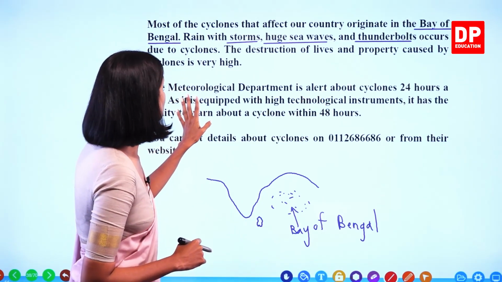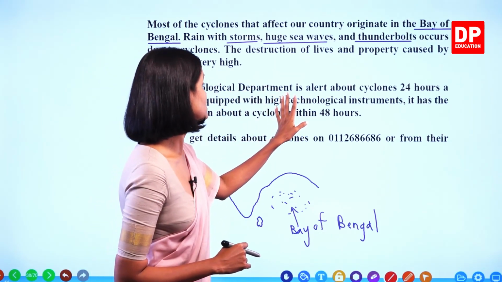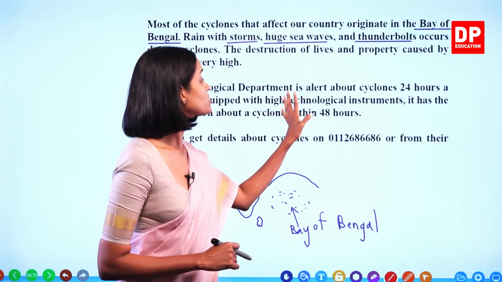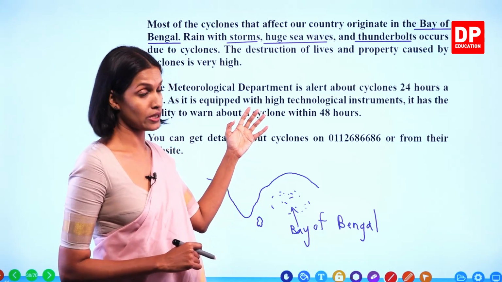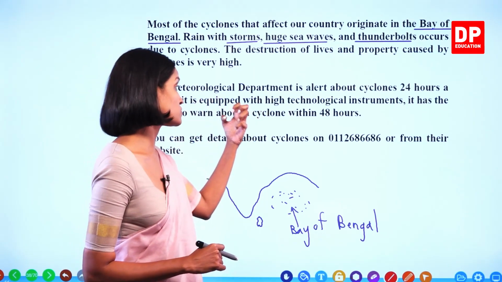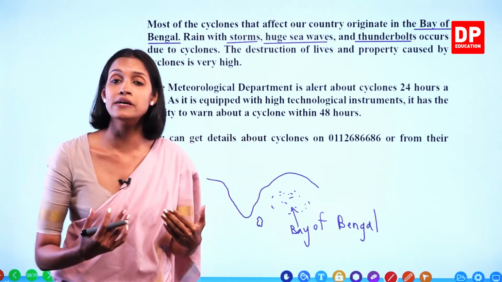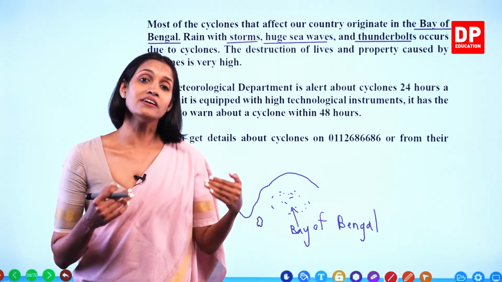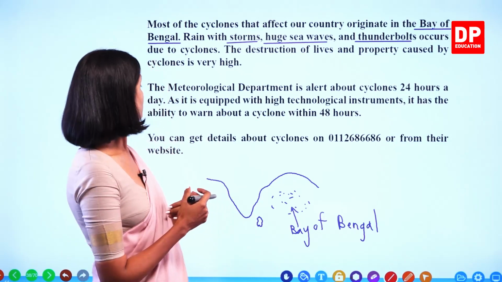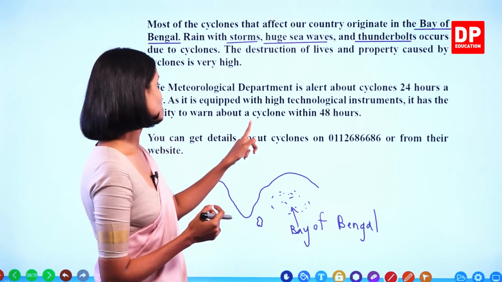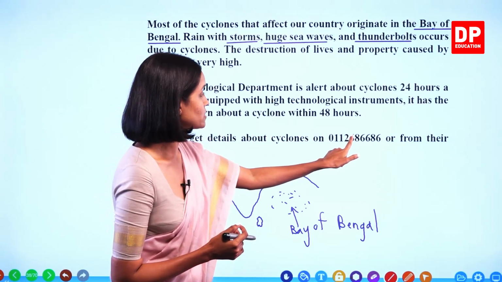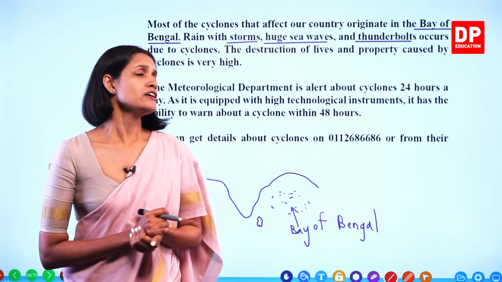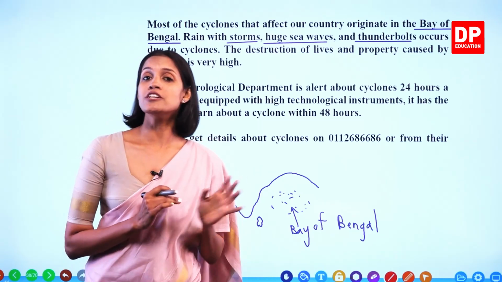As it is equipped with high technological instruments, it has the ability to warn about a cyclone within 48 hours. So they can understand if a cyclone is going to come. Therefore, they want the people to stay indoors, right? To prevent harmful situations. You can get details about cyclones on this number or from their website. Okay, children. So we are going to watch a video clip on cyclones now.